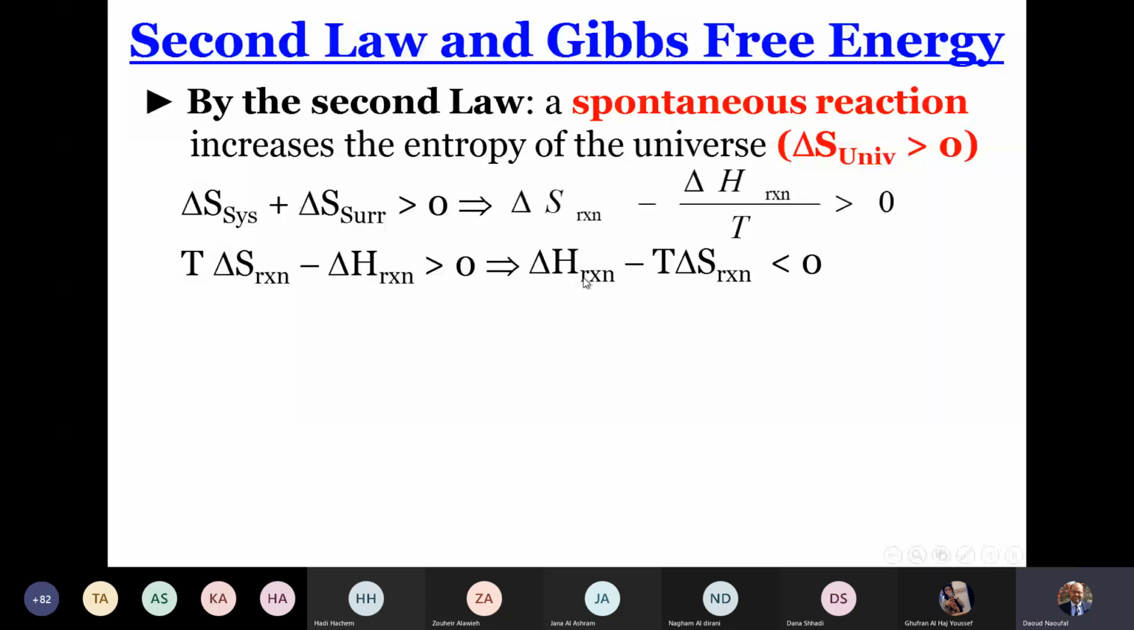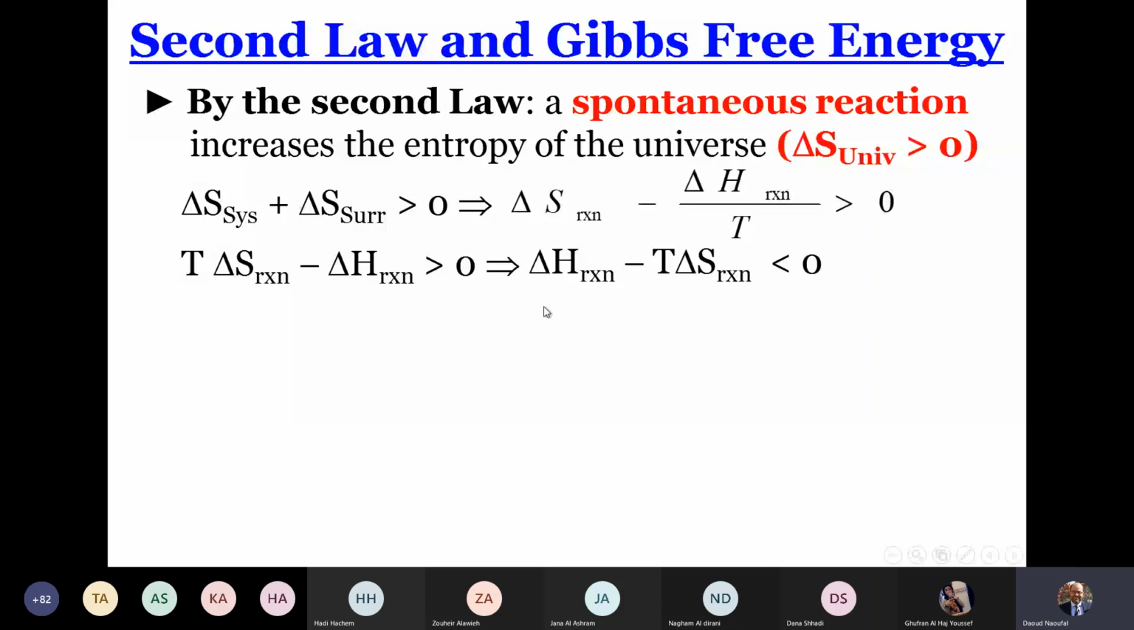In other words, suppose you have a reaction. This reaction has delta H of the reaction, delta S of the reaction, and temperature of the reaction. You make the combination: delta H reaction minus T delta S reaction. If you obtain a negative value, that means delta S of the universe is positive, so your transformation is spontaneous. So the importance is that now we are working only on the system. We are not interested in the surrounding.